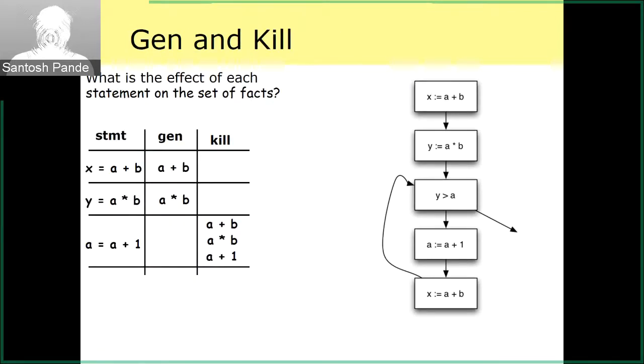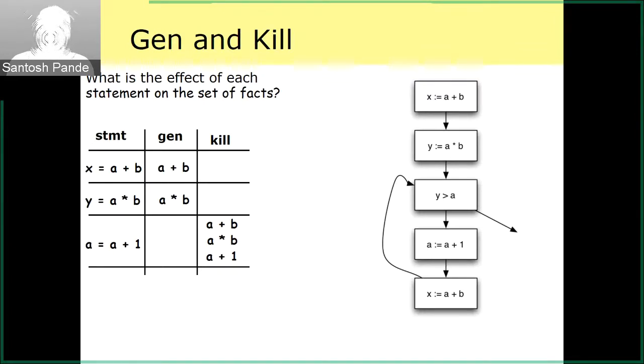So what really is going on here is that at a particular point, an expression is very similar to the gen set in terms of a reaching definition, except for the difference that in one case it is a definition which originates. In the second case, it is the expression which is getting generated. So A plus B, A star B, they are getting generated at respective points.